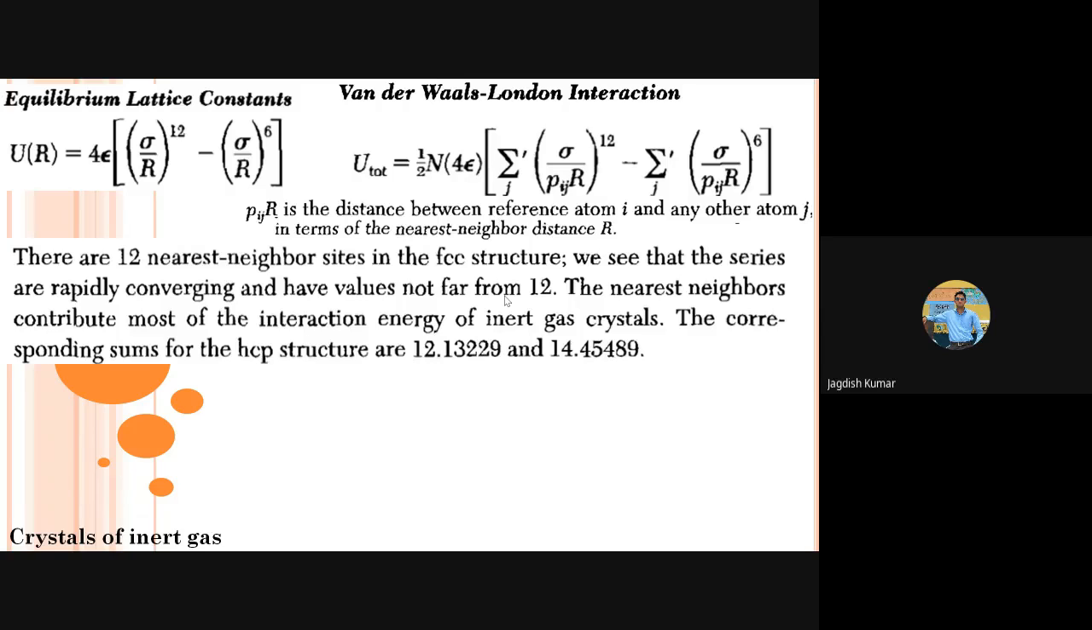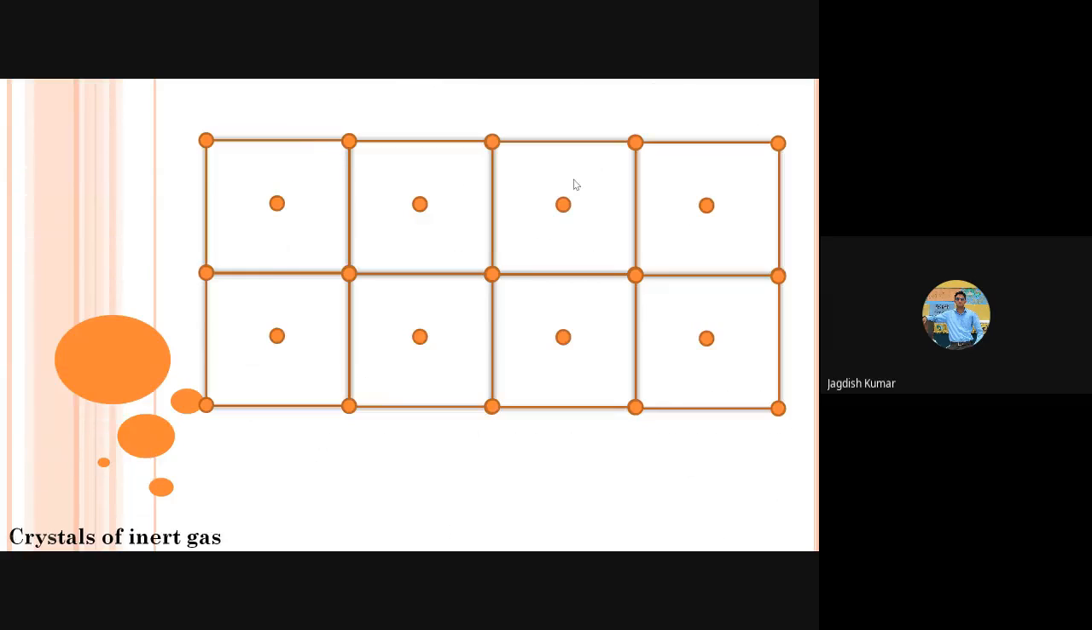So this will be like 12 into sigma by r raised to the power 12, minus again 12 into sigma by r raised to the power 6. This second term will give you, of course, there will be another 12 terms corresponding to this. So 12 into sigma by r raised to the power 6. Then plus higher order terms, there will be Pij for next nearest neighbors, which will be root 2r. I hope you remember this one here. This will be root 2r for next nearest neighbor.